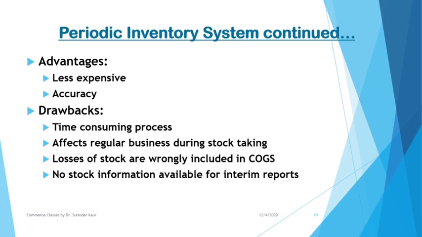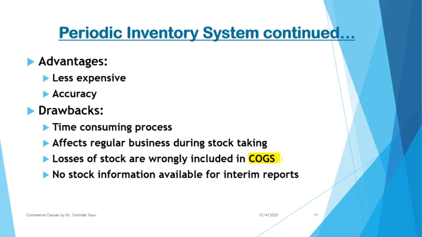Now it's a time consuming process. It affects your regular business, of course, because at that time you are closing your shops. Then losses of the stocks are wrongly included in the cost of goods sold, since in this system there is no way to determine losses, reason being your cost of goods sold is the balancing figure, isn't it?